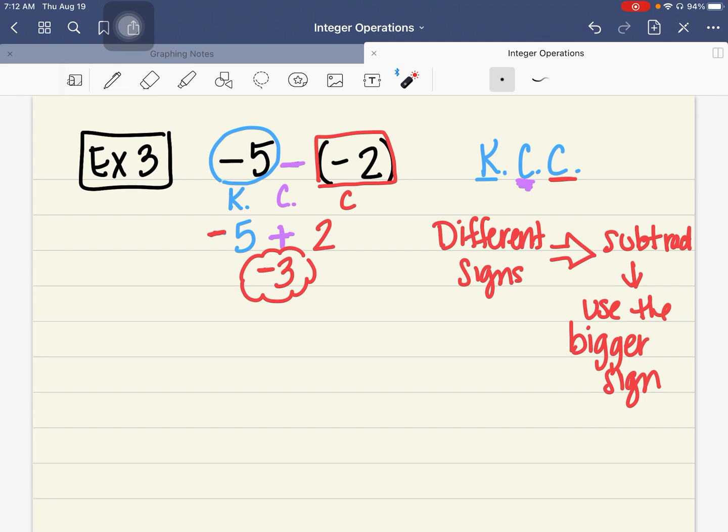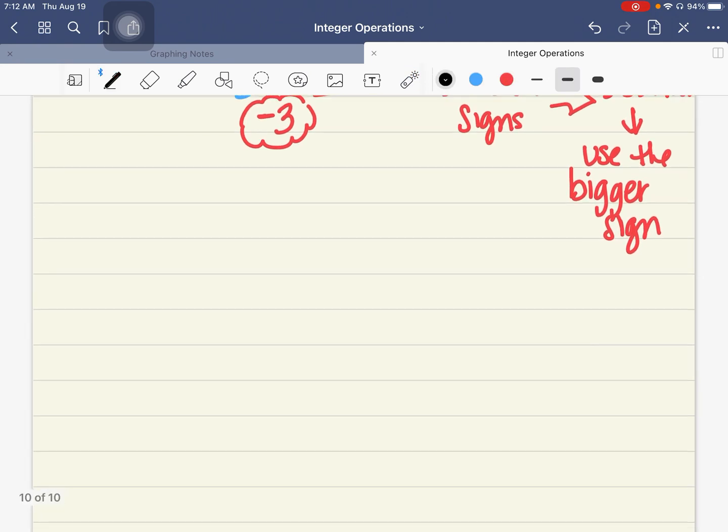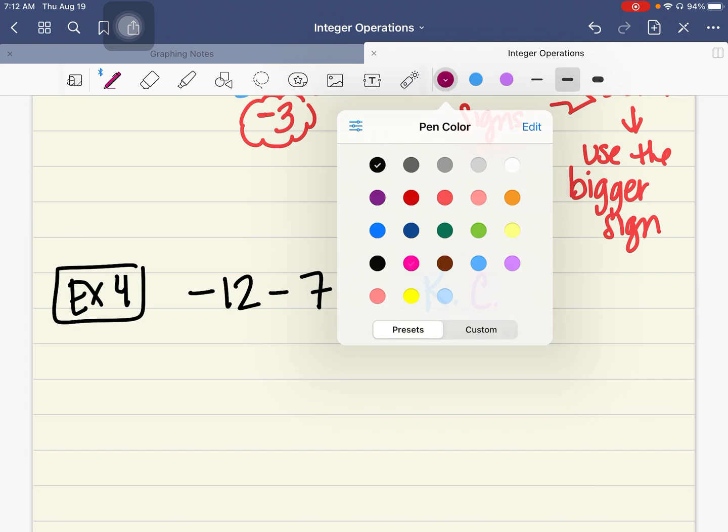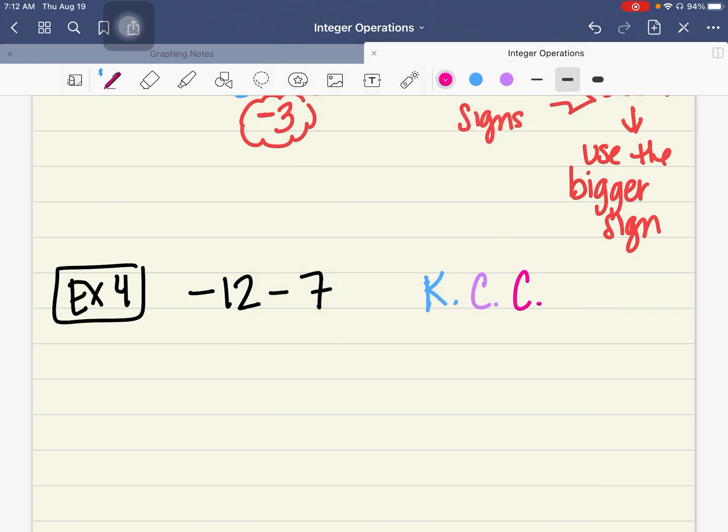Let's do one more, just in case. I feel like we need to do one more. So let's say I have -12 minus 7, like that. We want to keep the first number, change the sign, and then change the last number. So keep the first number. -12 is going to stay -12.